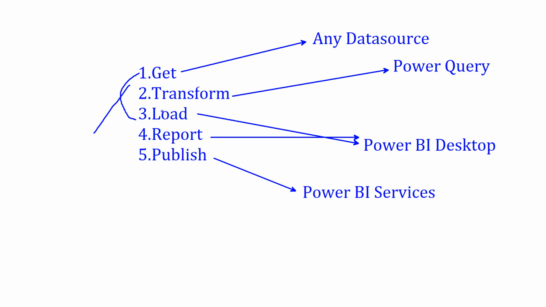So out of these five, could you tell me where we are going to spend more time: getting the data, transforming, loading, reporting, or publishing? Getting? Transforming? Getting is very simple. Transforming, cleaning up is a very big process. If you have cleaned up, then loading, reporting, publishing is very simple, very easy. So today, first off, we are going to spend more time on transforming. If you have transformed the data properly once, then it's very simple. You can create a report very easily.